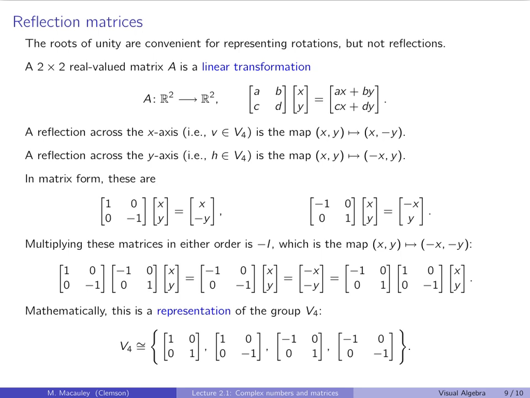Mathematically, what we've done is created a representation of the Klein 4 group, that is the symmetries of the rectangle, by 2 by 2 matrices. That's what a representation is. It's a way to basically represent the group with matrices. So this is like the identity element. This is the vertical reflection. This is a horizontal reflection, and this is a 180 rotation.